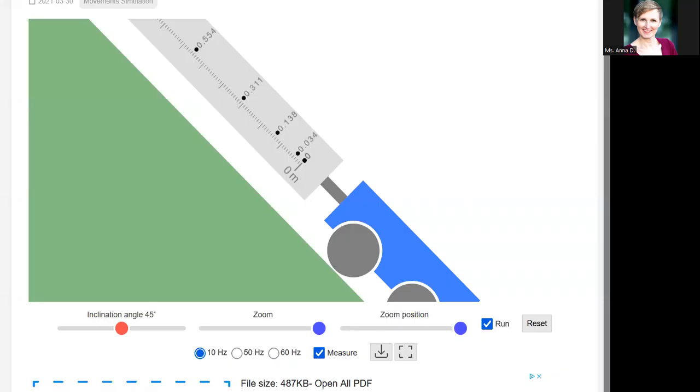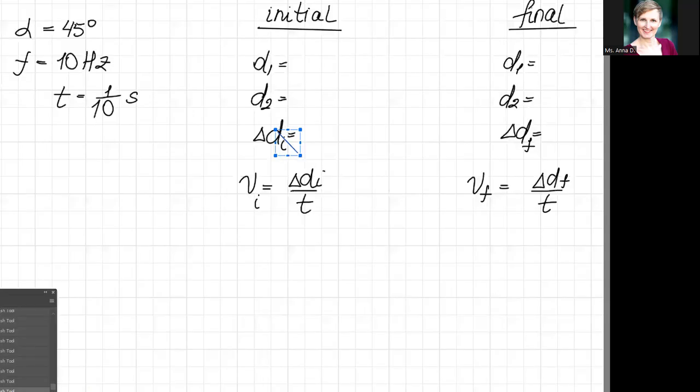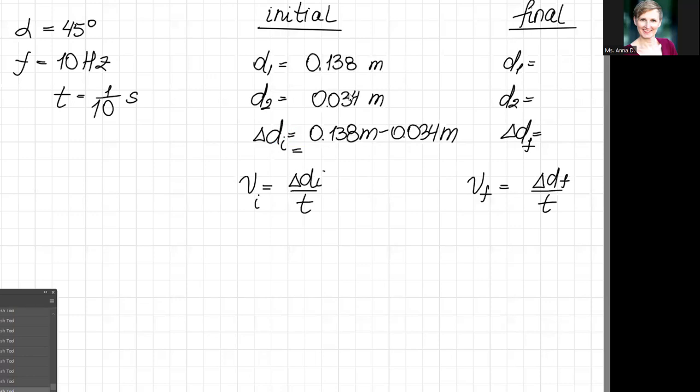I'm going to choose 2 dots at the beginning of the journey and find the distance between those 2 dots. Suppose I pick these 2. I need to calculate the difference between them. So I record this into my file, final minus initial, and my result is 0.104 meters.